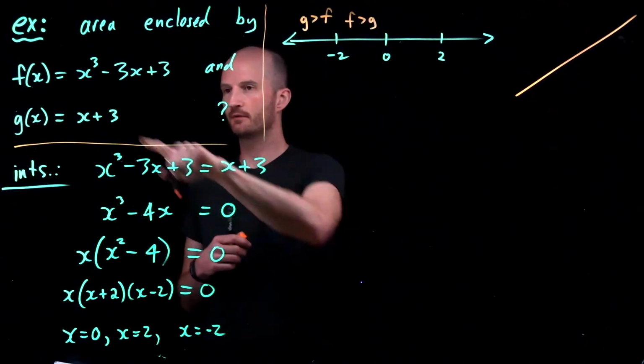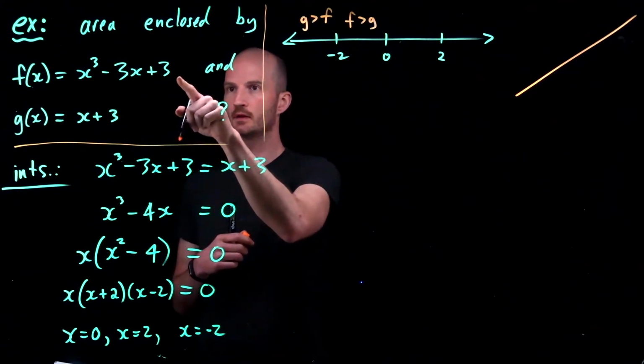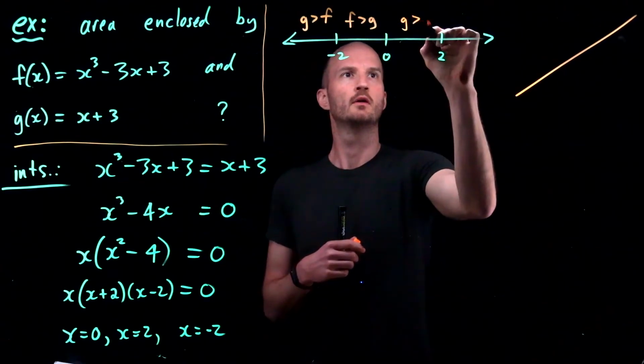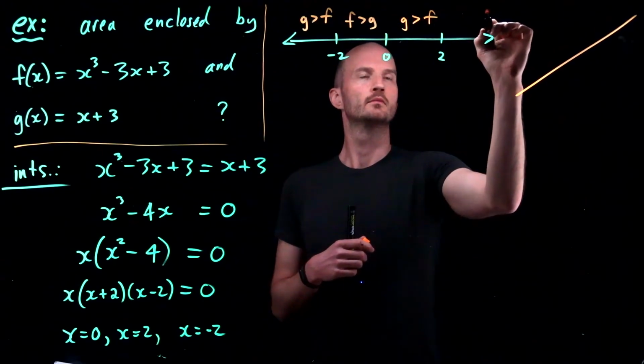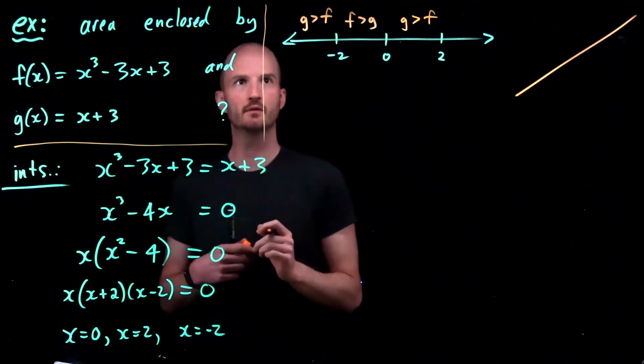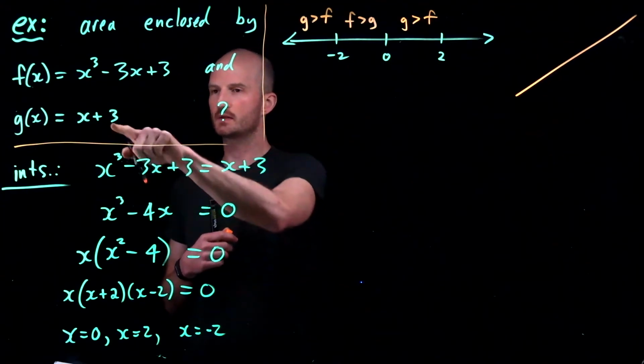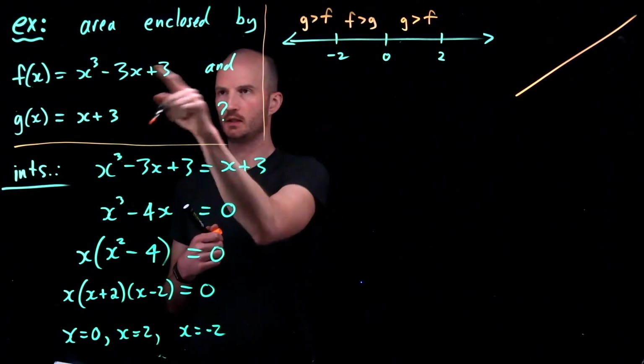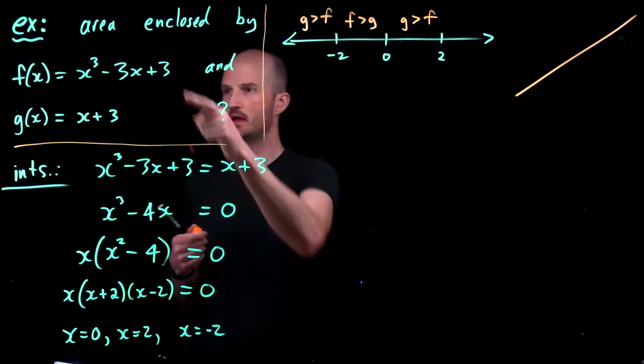If I plug in 1, I get 4, and I think 1 here. Anyways, G is bigger than f. And finally, if I plug in 3, I'm going to get 6 here. I'm going to get 27, minus 6 is 21. Anyways, f is bigger than G.